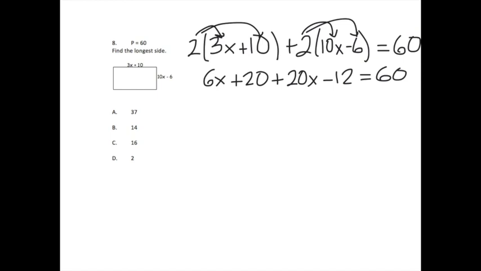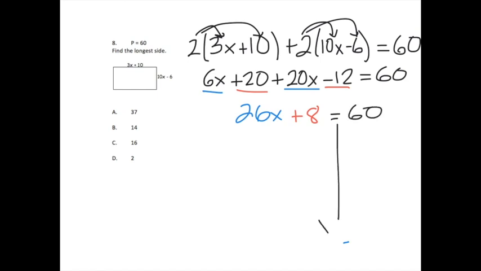At this point, I combine like terms. So that's going to give me a 26x. And then numbers with numbers. 20 minus 12, that's a plus 8. And that equals 60. So now I just need to solve for x. And the first thing that I need to do is cancel my 8. Minus 8, minus 8. The 8's cancel.